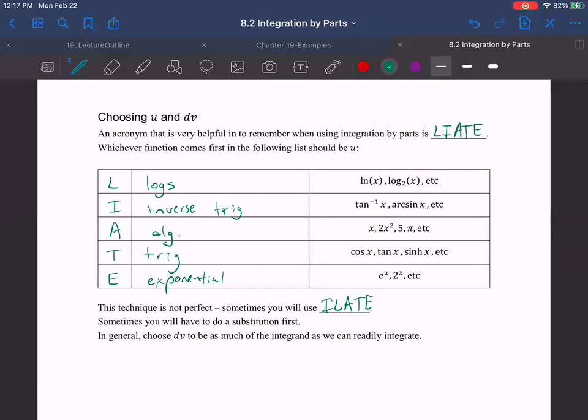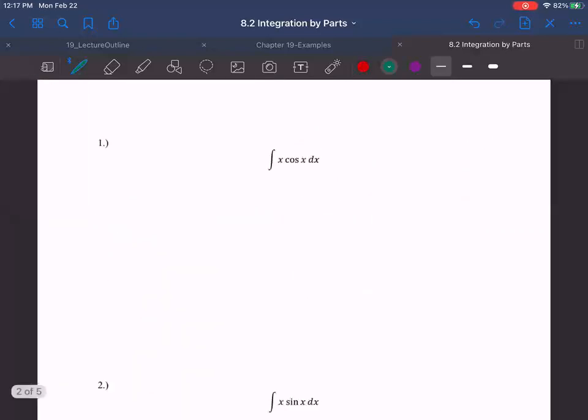Okay, so the best way I find to do these is practice. There will be times where you make the wrong choice, like with substitution, where you pick the wrong substitution, you go through and it's not working out, and you have to go back to the beginning and pick something else. That's most likely going to happen. So let's look at this one.